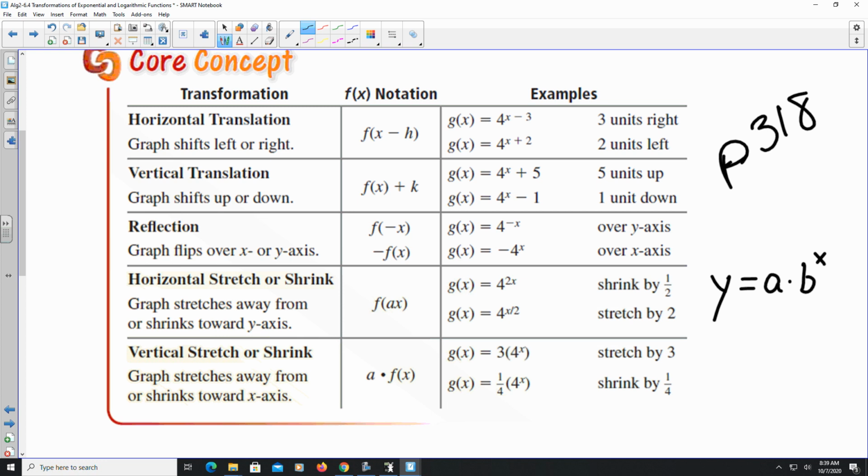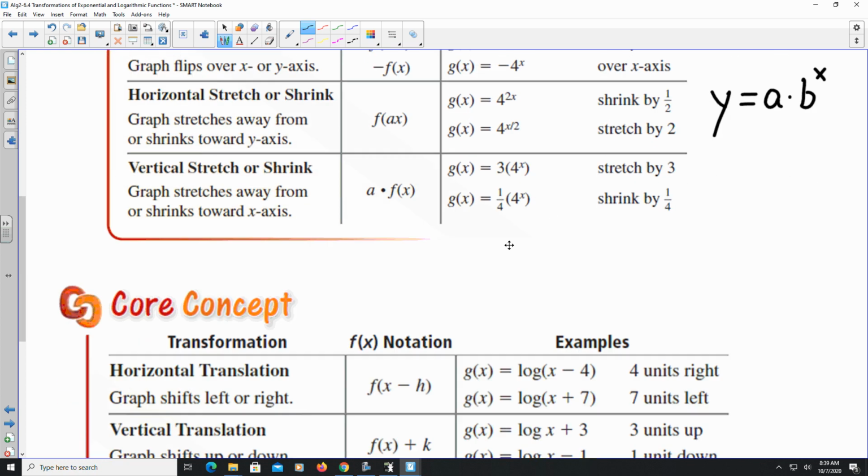All of the characteristics of exponential growth and exponential decay remain the same. As long as b is larger than 1, it is growth, and when b falls between 0 and 1, it is exponential decay. Now, if b is a negative number, that means the graph is going to be flipped over on either the x or y axis, depending on where the negative is located.